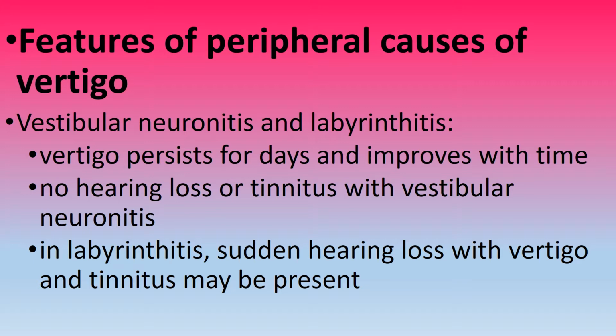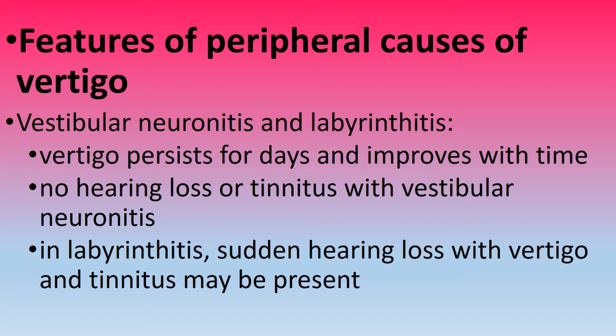Features of peripheral causes of vertigo: vestibular neuronitis and labyrinthitis. Vertigo persists for days and improves with time. No hearing loss and no tinnitus with vestibular neuronitis. In labyrinthitis, sudden hearing loss with vertigo and tinnitus may be present.